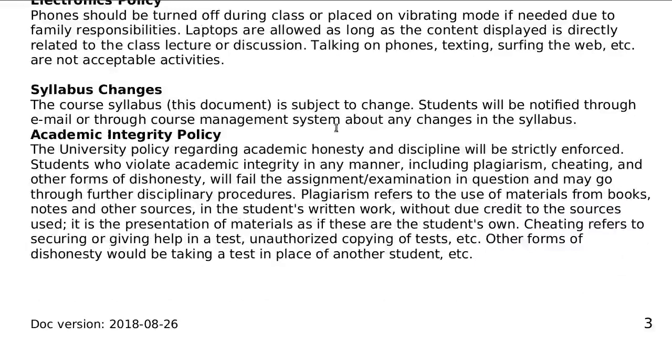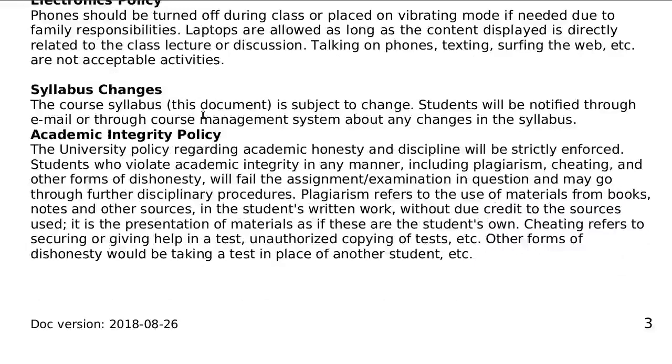So the syllabus might change, and I might just tell you verbally that this syllabus has changed slightly. Most of the time it's not anything to worry about. If there is something important, I will definitely let you know.